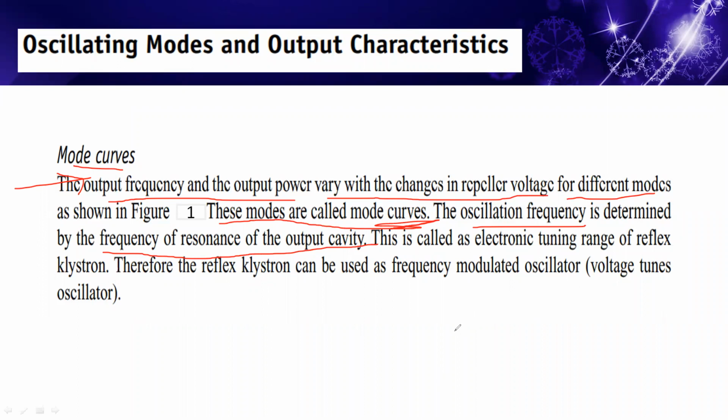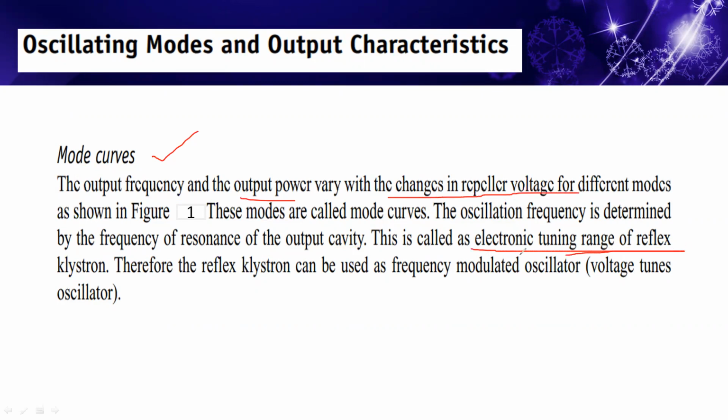So this is called the electronic tuning range of the reflex klystron. Therefore another name for the reflex klystron is frequency modulated oscillator. This is the information I got from the mode curves. Simply, mode curves are characteristic waveforms that show the output frequency and output power as they change with the repeller voltage. Finally, this is the electronic tuning range for the reflex klystron. Next one, output characteristics.